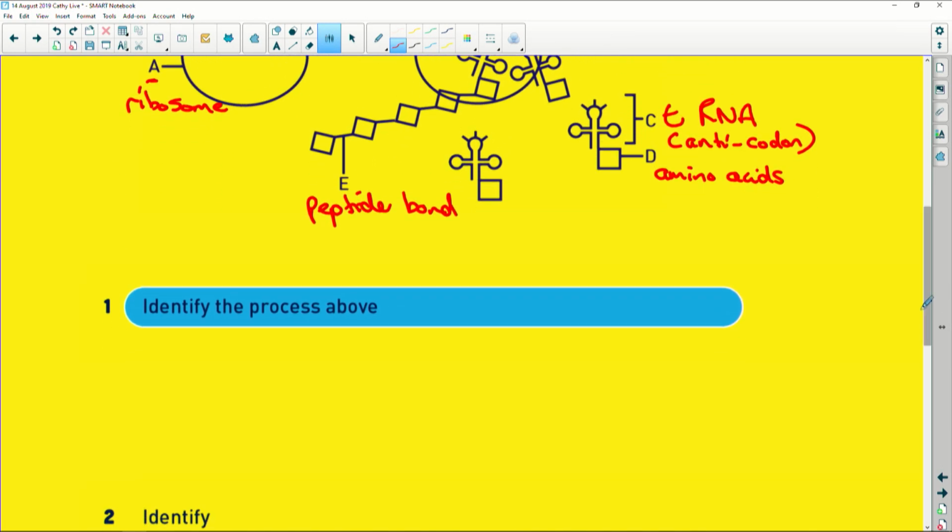All right, let's look at our questions. The first one says identify the process above. The process is translation. And people, you've got two processes that happen during protein synthesis. The first process happens inside the nucleus of the cell.